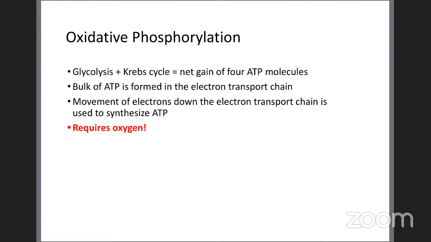But we know that metabolism as a whole, our aerobic cellular respiration, creates a lot more than 4 ATP molecules, right? So the bulk of this ATP is going to be formed by the electron transport chain in the mitochondria. So what's happening is that electrons are going to move down the electron transport chain, and that process is ultimately going to synthesize ATP. This process is where we need to use oxygen. So that's why this is aerobic cellular respiration.